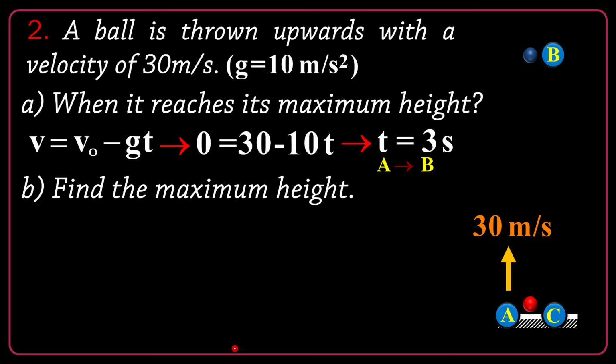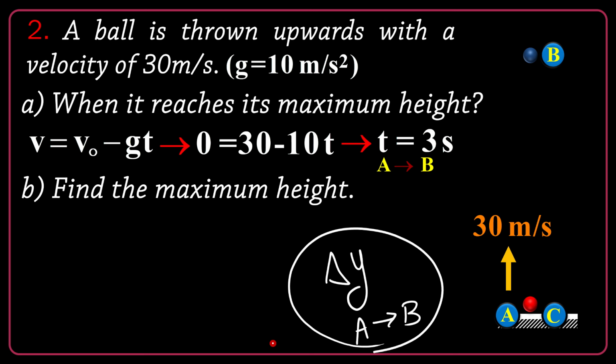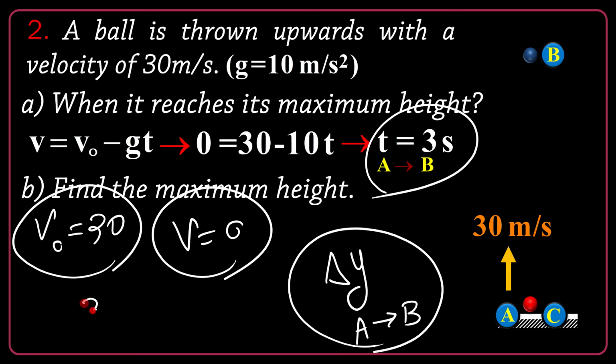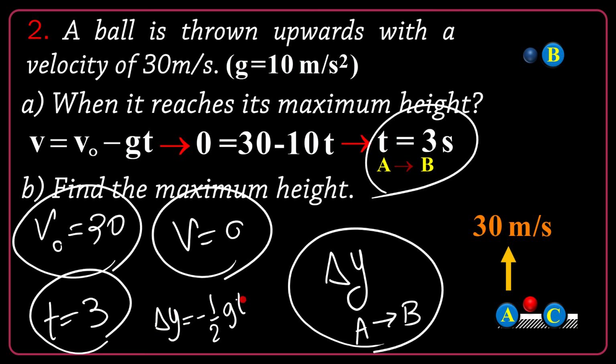Part B. Find the maximum height. Maximum height means the distance between A and B. So let's say delta y from A to B. The given quantities again: I'm looking for delta y, and the given quantities are v naught here from A, 30, at B the final velocity is 0. Also, I know that the total time for A to B is 3 seconds, t is given to be 3. So I think I can use delta y equals negative a half of gt squared plus v naught t. And I will plug in the values and find delta y from A to B.